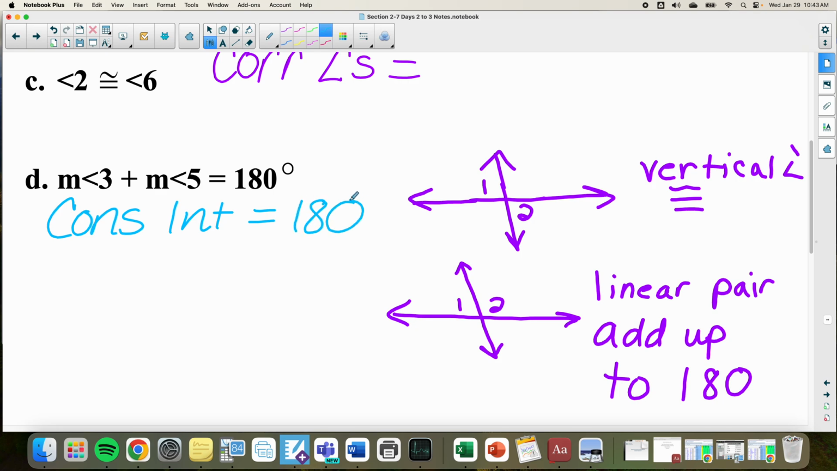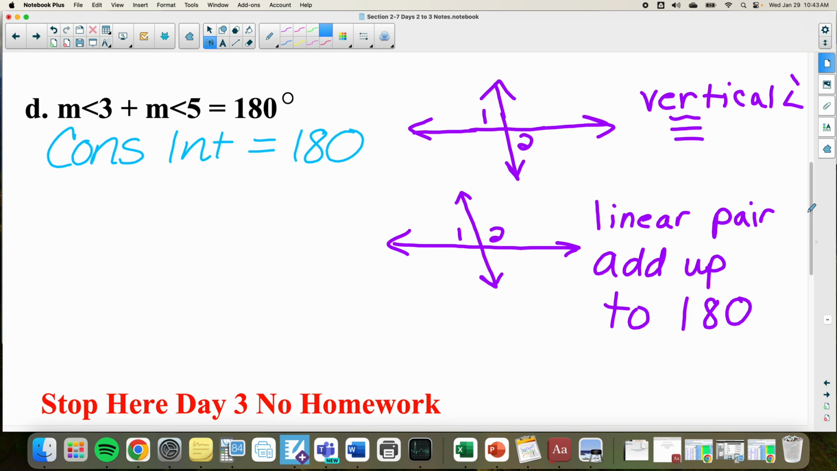Okay? Now, tomorrow we'll talk more about this, but I just want to remind you, do you guys remember vertical angles? Yep. Okay, they're the ones that cross each other. We'll talk tomorrow that they're congruent. And then linear pairs are 2 angles that form a line. They add up to 180. So we'll talk more about that tomorrow.